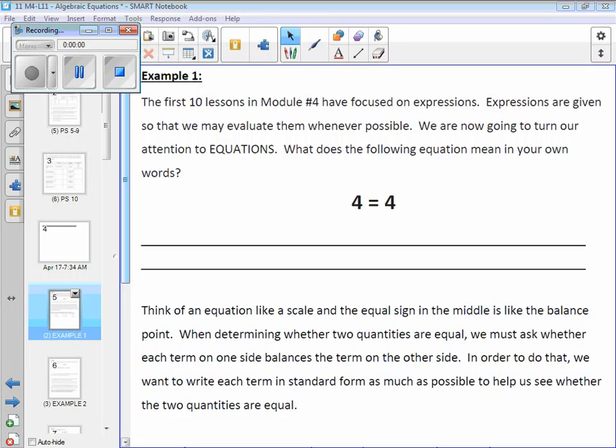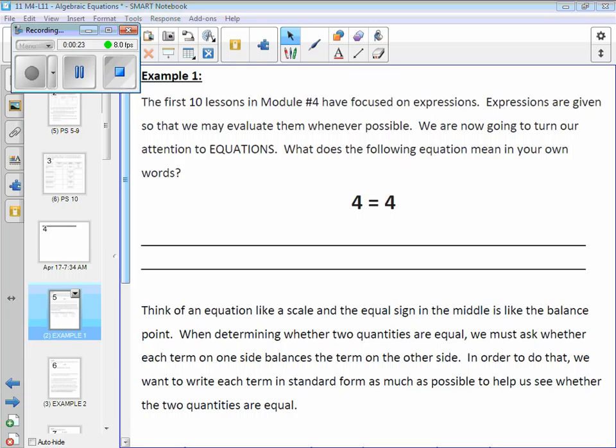I'm just going to read from the top as it reads up on your sheet. It says the first 10 lessons in Module 4 have focused on expressions. Expressions are given so that we may evaluate them, find the answer whenever possible. Now we're going to turn our attention to equations. So I'm going to ask you, what does the following equation mean in your own words?